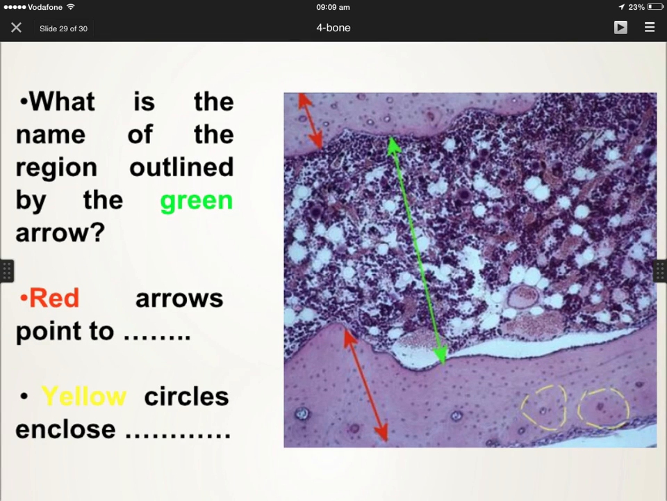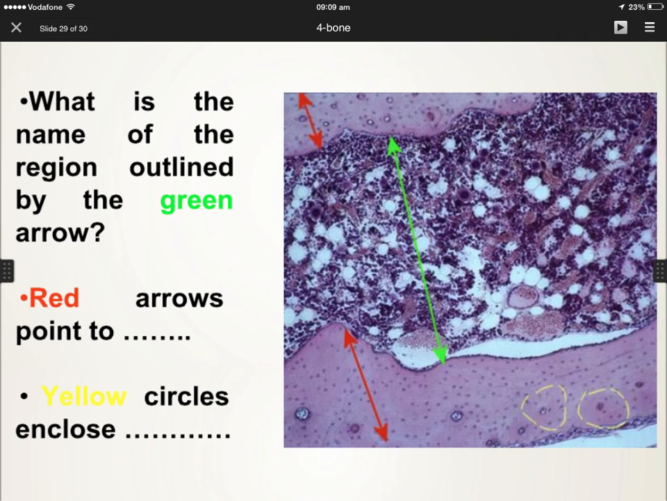This is another slide for exam. What is the name of the region outlined by the green arrow? All of this region with the multiple fat cells, with the dots demonstrating hemopoietic tissue, with the large cells in between, you can see these are the megakaryocytes. So this is the bone marrow.